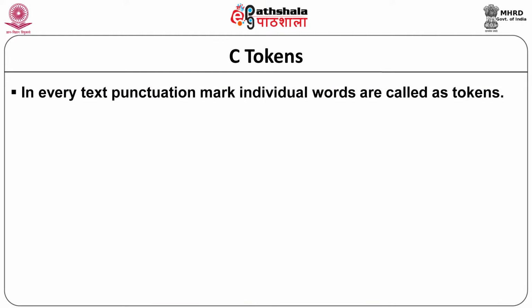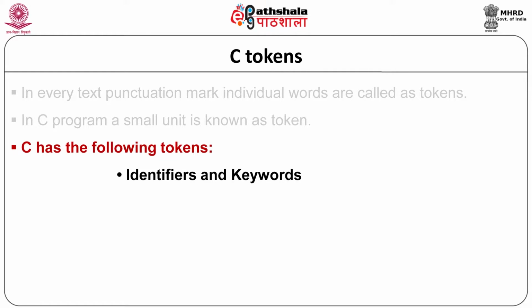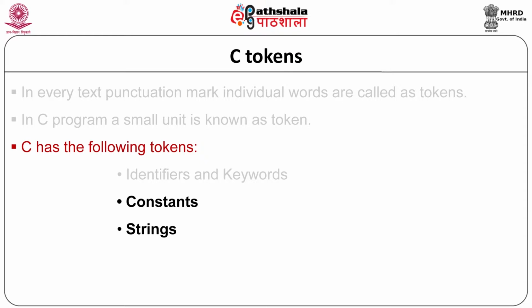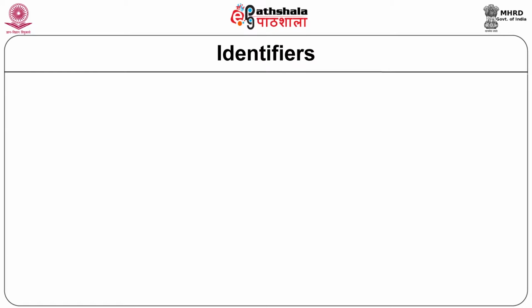In every text, punctuation marks and individual words are called tokens. The smallest unit is known as a token. C has the following tokens: identifiers and keywords, constants, strings, special symbols and operators.